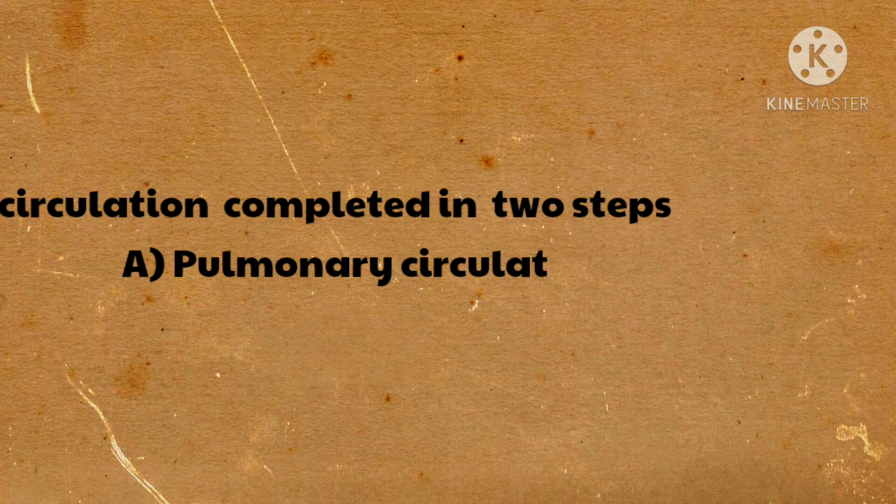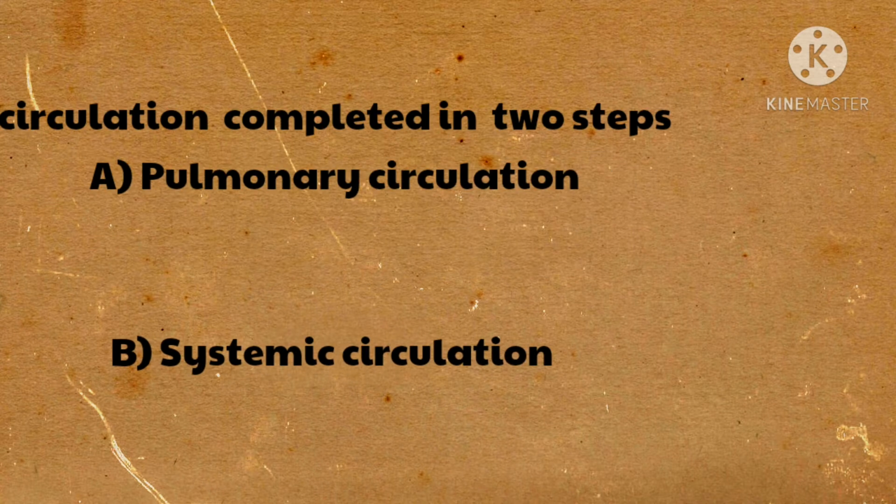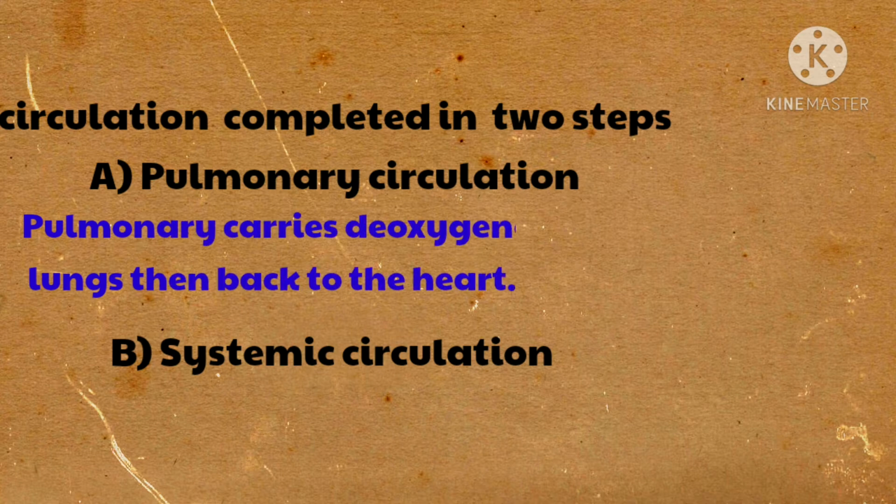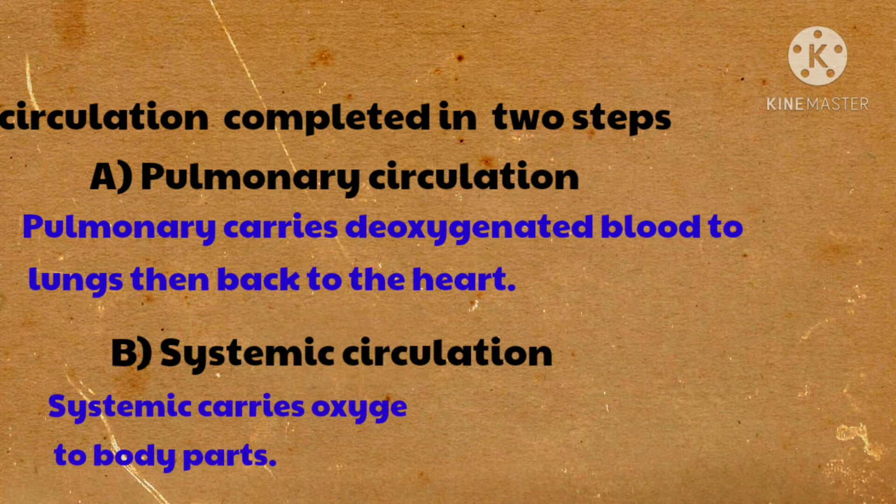Circulation completes in two steps, that is pulmonary circulation and systemic circulation, right? So what is pulmonary circulation? Pulmonary circulation carries deoxygenated blood to the lungs and then back to the heart, right? On the other hand, what happens in systemic circulation? Systemic circulation carries oxygenated blood from the heart to body parts, right?